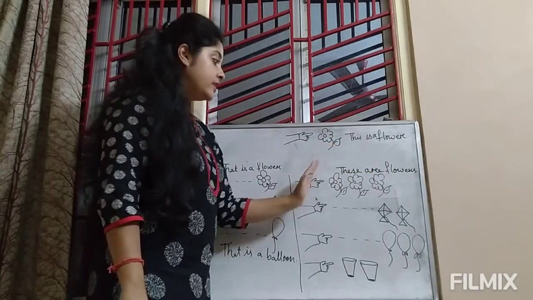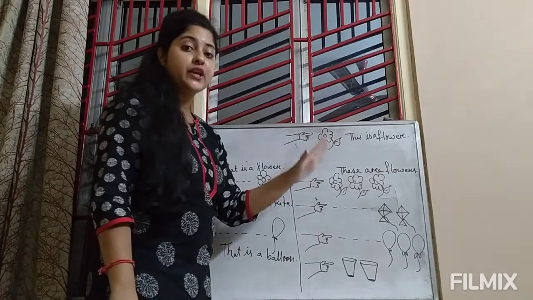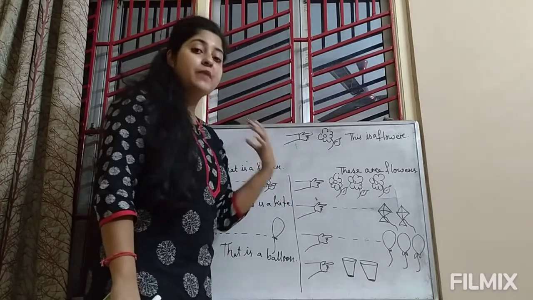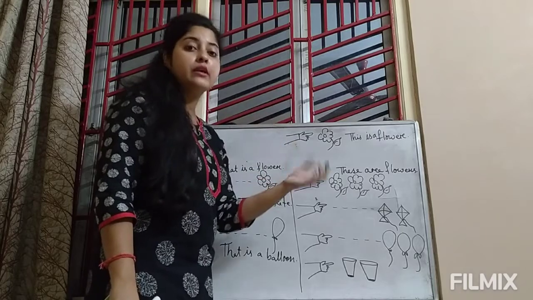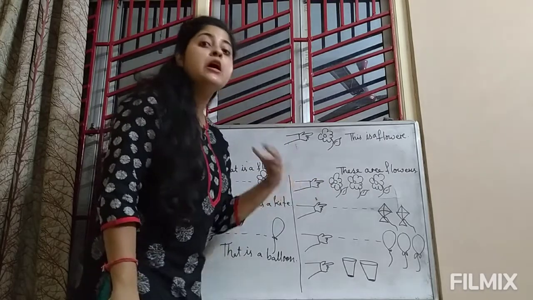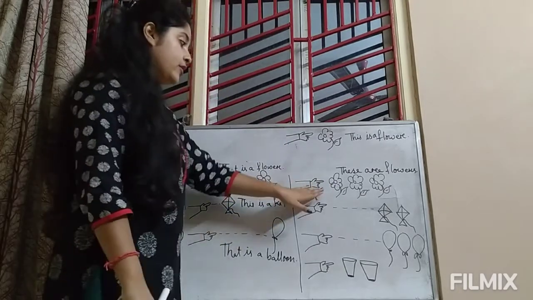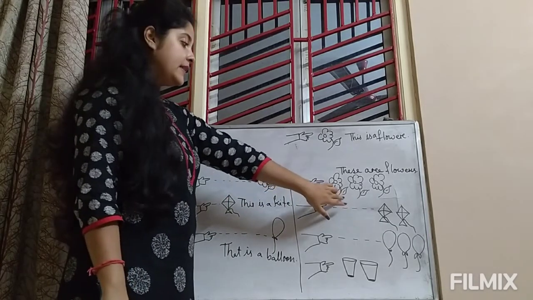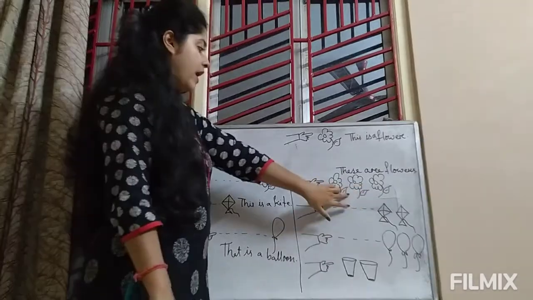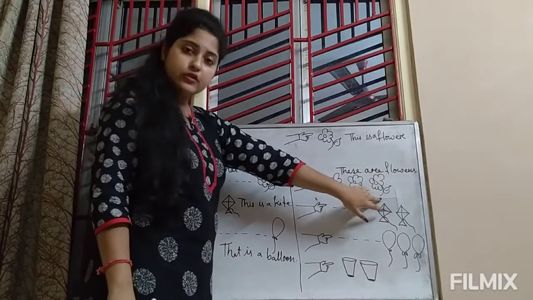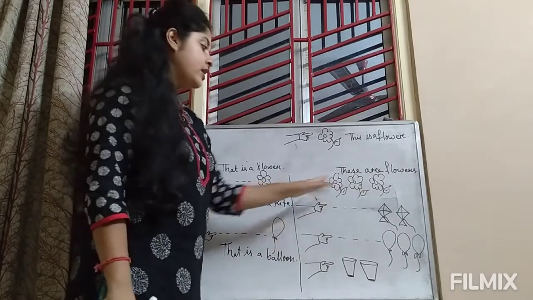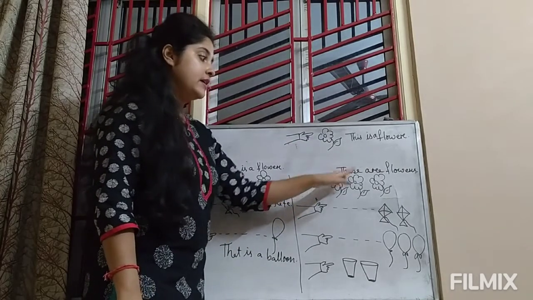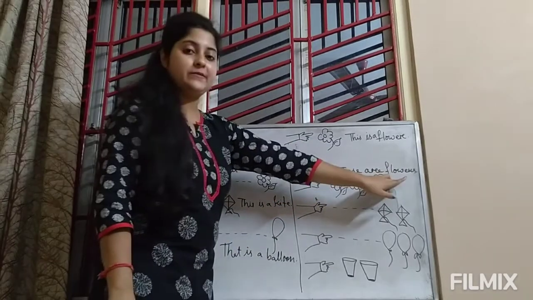But when there will be more than one object, animal or person, means when the objects, persons or animals will be in plural number, more than one. Plural means more than one. So here look at this example. Here we can see that there are three flowers. One, two, three. There are three flowers, and these flowers are near to this hand. So here we will say, these are flowers.